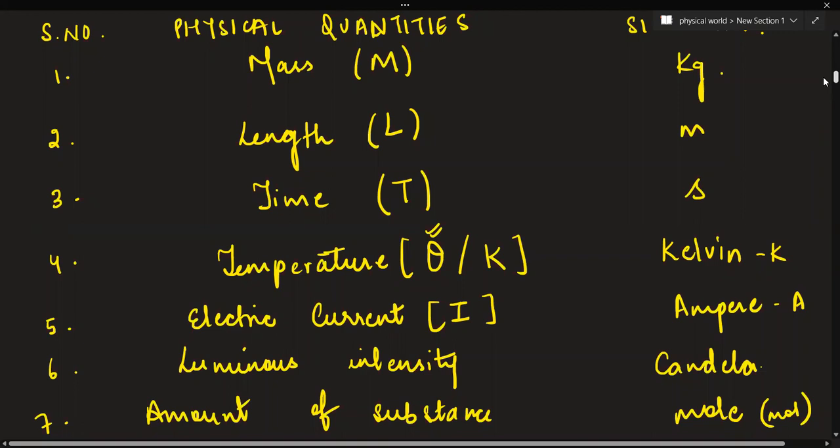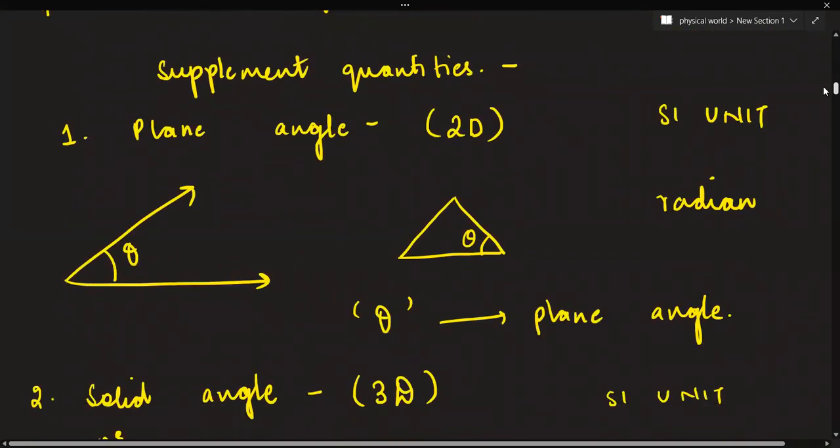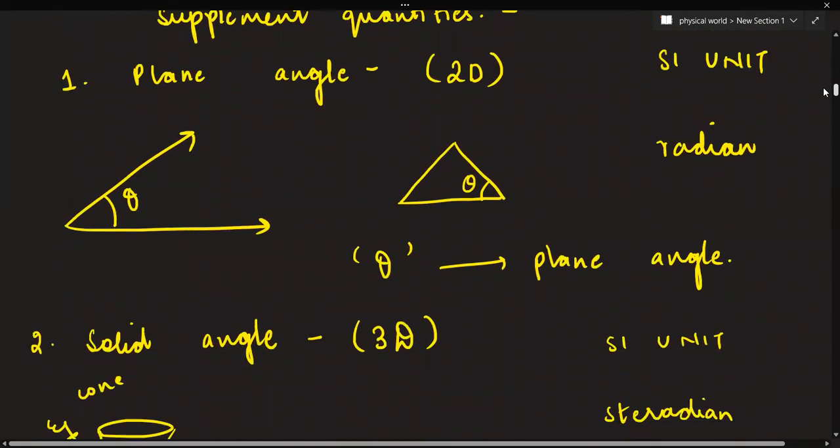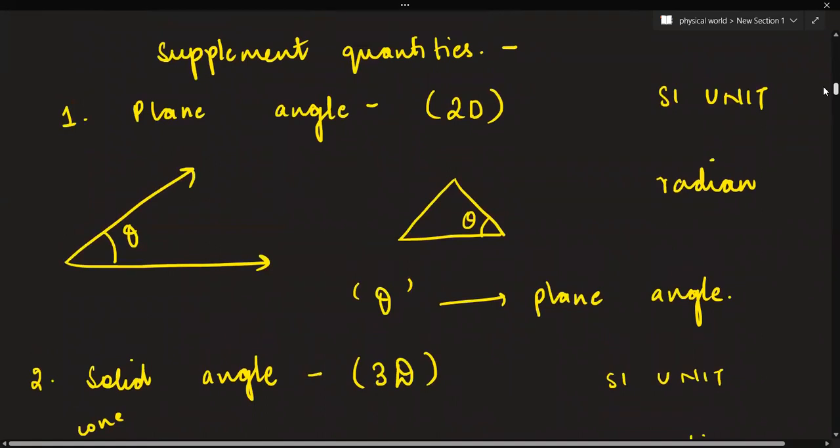Apart from these 7 fundamental quantities, you have supplementary quantities. Fundamental quantities are basic. Definitely all the 7 fundamental quantities are basic to you. But just to support these fundamental quantities, 2 additional quantities are required. These quantities are basically angles. One is your plane angle, the other one is your solid angle.